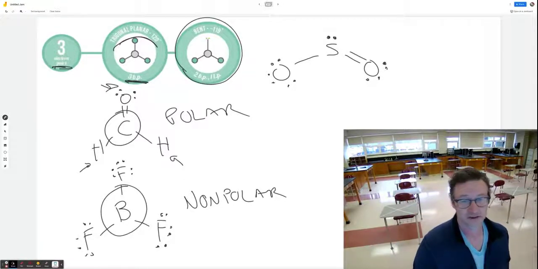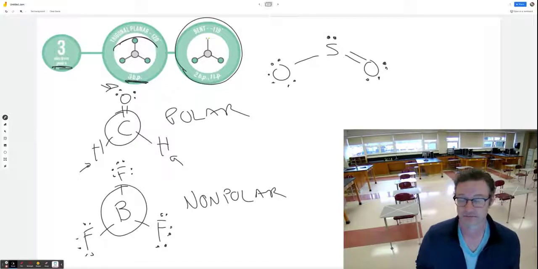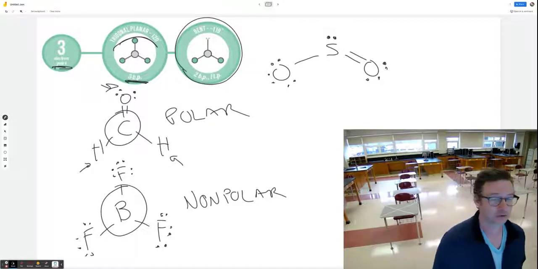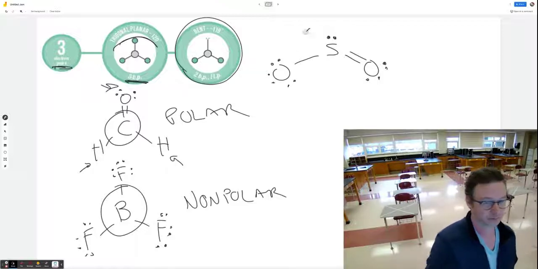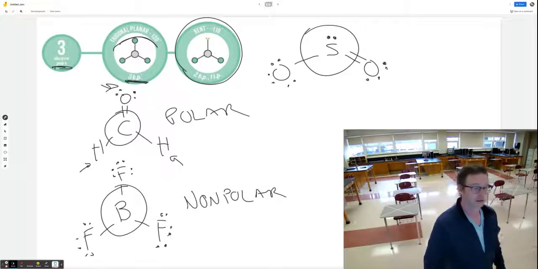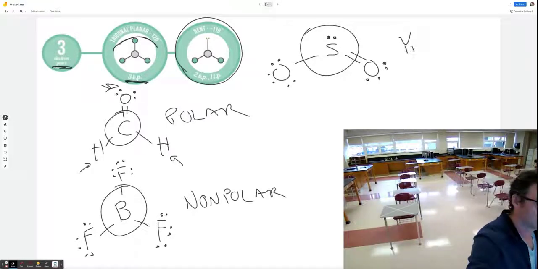First question, are the terminal atoms all the same? Yes. Okay. Second question, are there any lone pair electrons around the center atom? Yes, there are. That sulfur has the lone pairs sitting on top. Yes, it's polar.